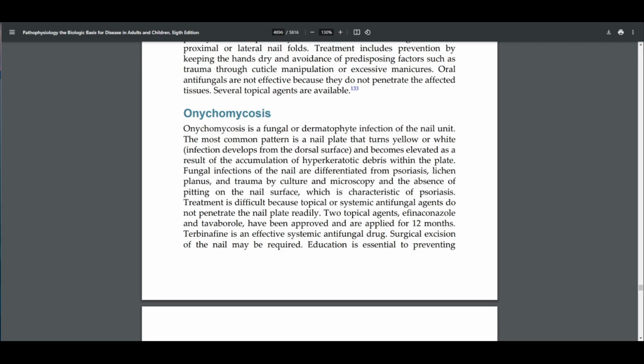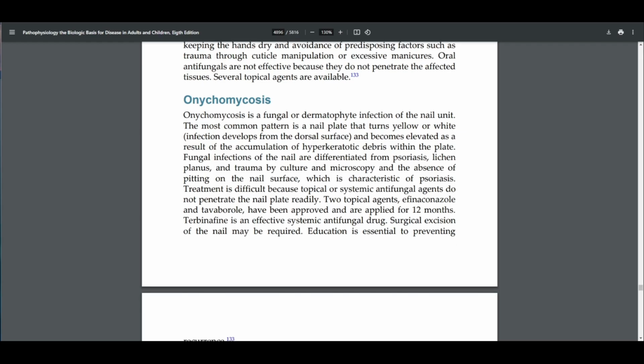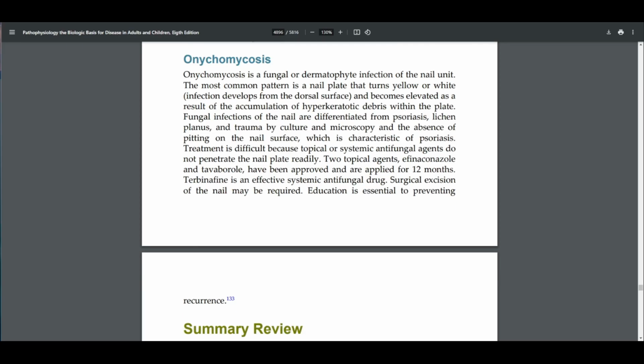Onychomycosis. Onychomycosis is a fungal or dermatophyte infection of the nail unit. The most common pattern is a nail plate that turns yellow or white and becomes elevated as a result of an accumulation of hyperkeratotic debris.